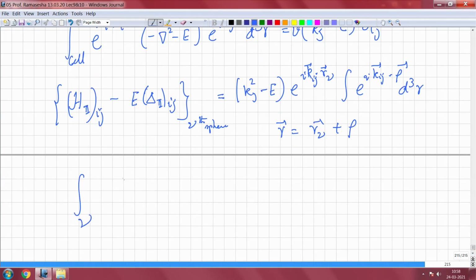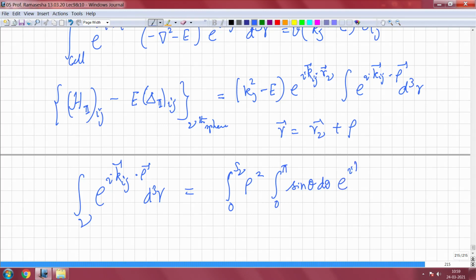So now let us see how we can do this. The integral over the sphere of e to the i k ij dot rho d cubed r, we can write in the form: integral 0 to s nu of rho squared d rho, times integral 0 to pi of sin theta d theta e to the i k ij rho cos theta, multiplied by a factor of 2 pi coming from the integration over the phi part.